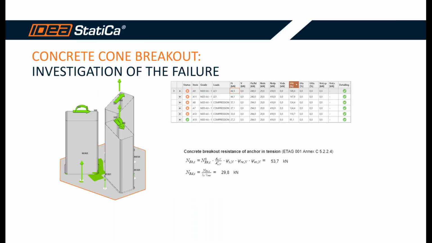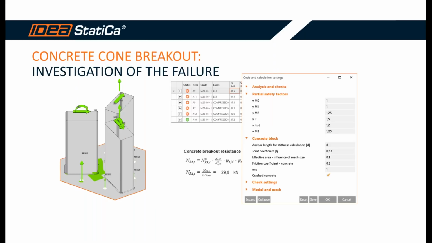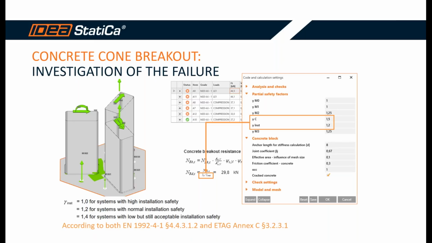Okay, I skipped a part. So the first thing that comes next, I'm sorry for this. The first thing we have to check in this calculation are the installation factors. The default value in Idea Statica for the installation factor is 1.2, but in the code we have some choice here. So this factor can be from 1 to 1.4.